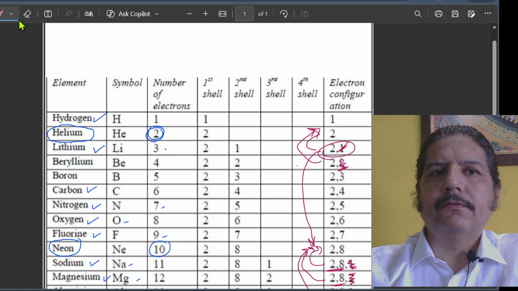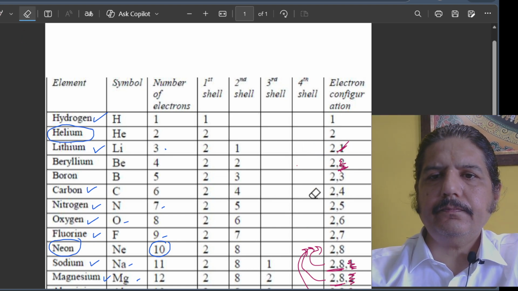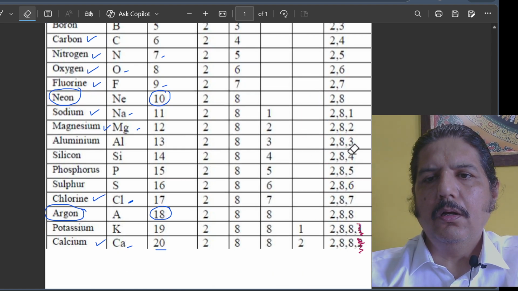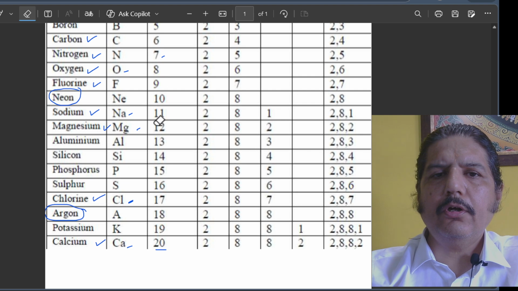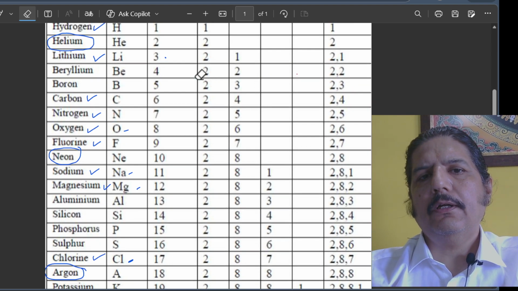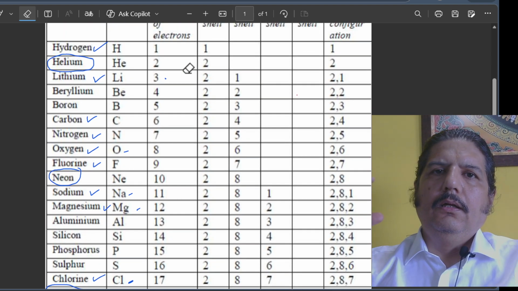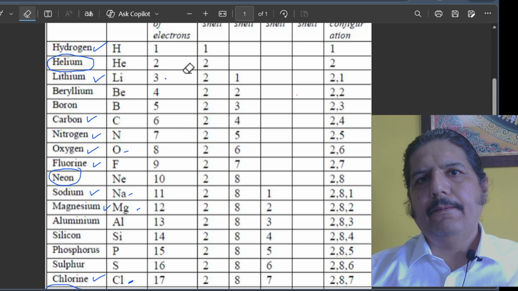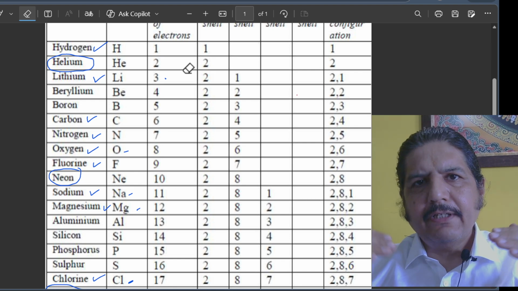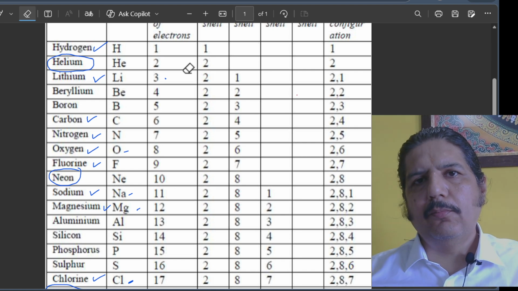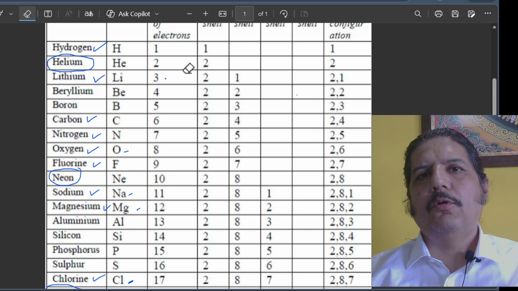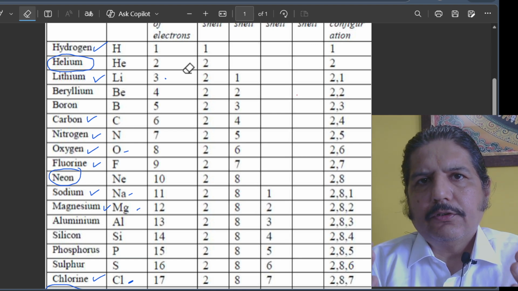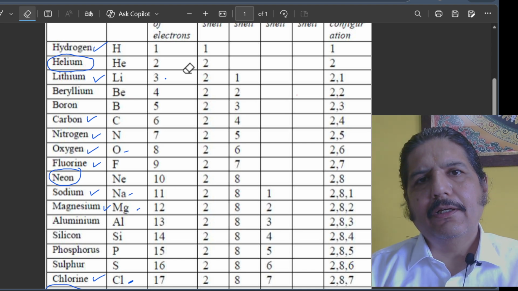I hope this is making sense, and you are with me till here. So this is what the elements are aspiring to be like: the nearest noble gas. And due to this aspiration, they try to form chemical bonds. When they form chemical bonds, they are able to get the nearest noble gas configuration. That is why chemical bonds are formed.